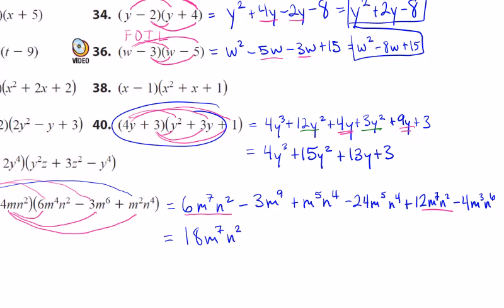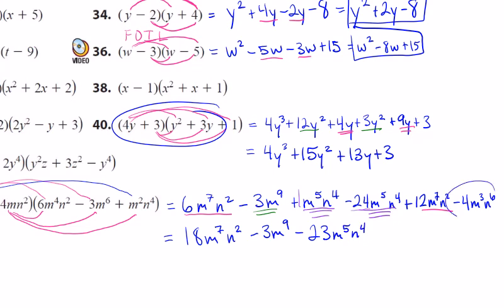So next, I have this negative 3m to the 9th. I don't see any other m to the 9th, so that just comes down. Then we have m to the 5th, n to the 4th, and we have another one of those right here, right? So this is an invisible 1 here. So 1 minus 24 is going to be negative 23. And then the variables stay the same.